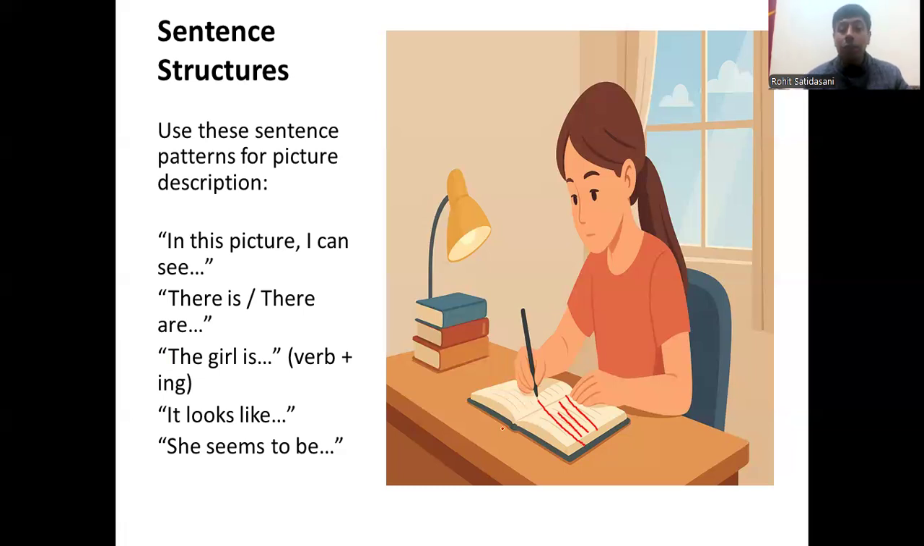So likewise, if we have more than one of something, like 1, 2, 3, right? So you can definitely say, there are clouds outside the house. So you can describe the picture keeping in mind what is one and what is more than one. Understood? Okay. Let's see.